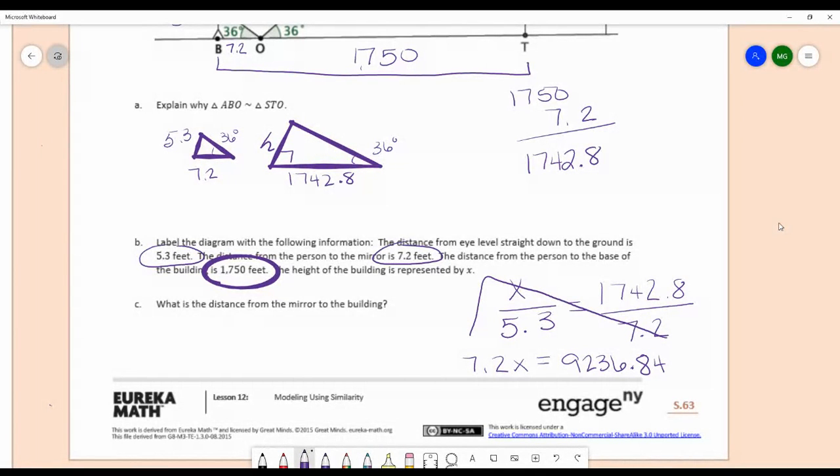And then how can we get our x by itself? What's happening between the 7.2 and the x? Good, we're going to divide. Divide by 7.2. Divide the opposite side by 7.2. And our final answer then would be x equals 1,282.9 feet.